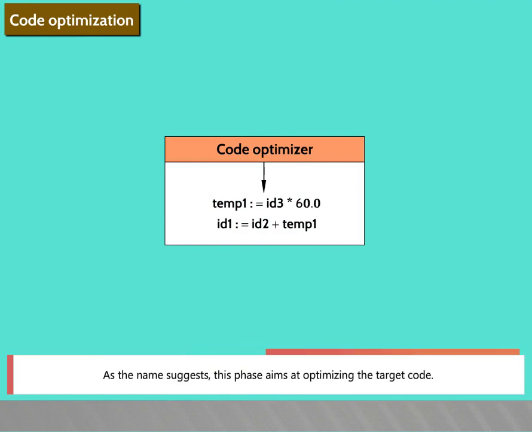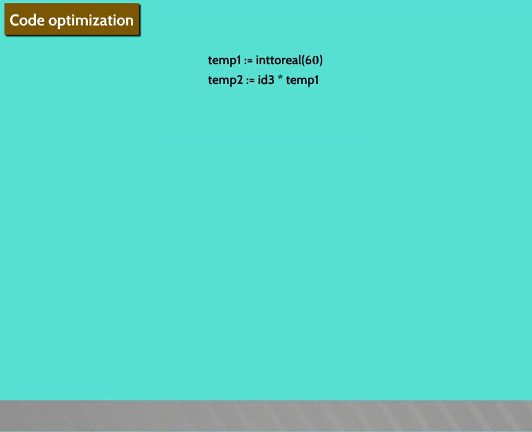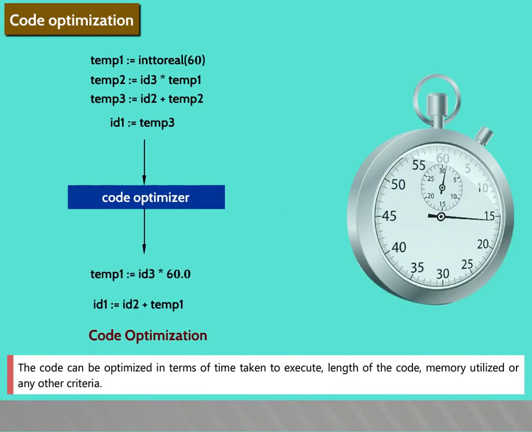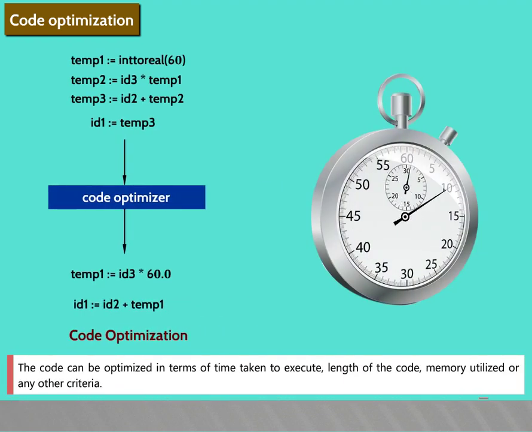Code optimization. As the name suggests, this phase aims at optimizing the target code. The code can be optimized in terms of time taken to execute, length of the code, memory utilized, or any other criteria.